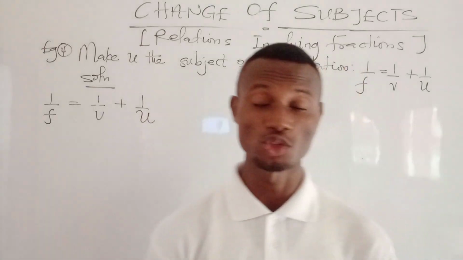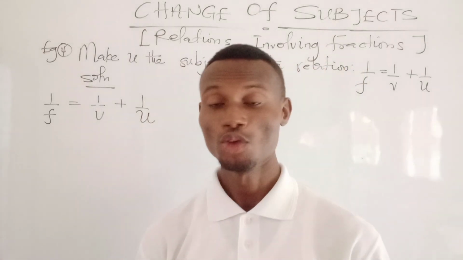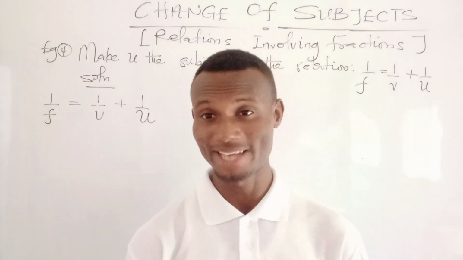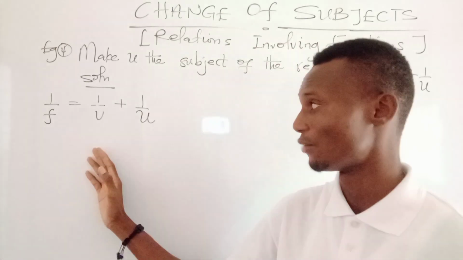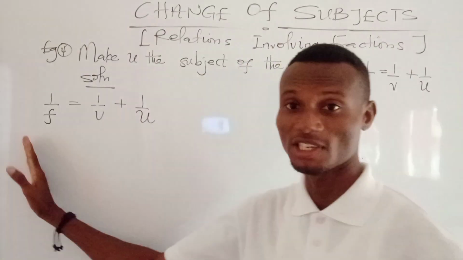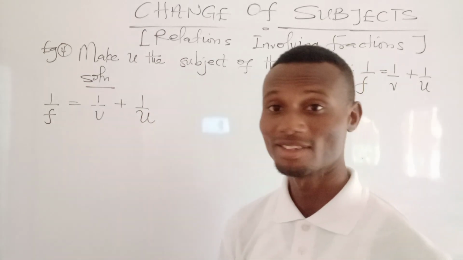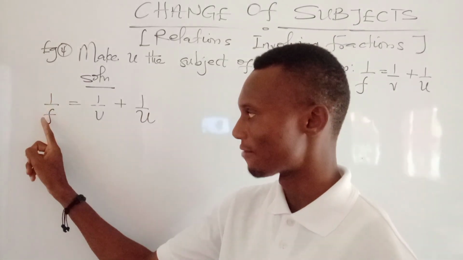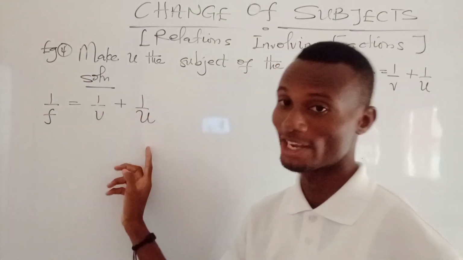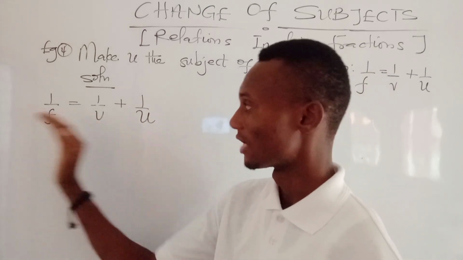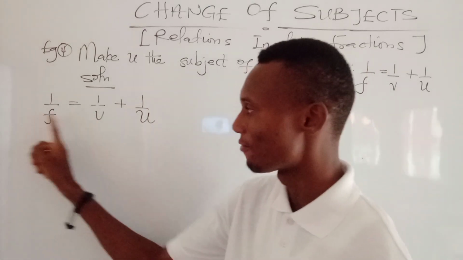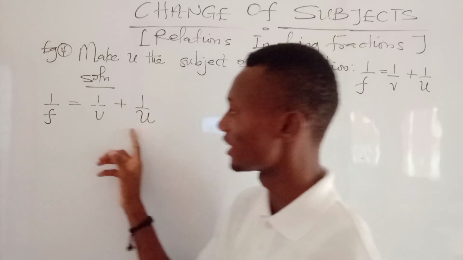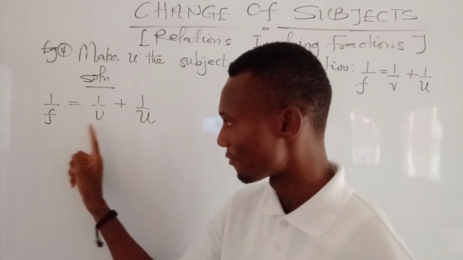I've explained in the previous videos that anytime you have an equation that contains fractions, you multiply through by the LCM. That's the first step. So from this equation we need to get the LCM, and then multiply through by it. To get the LCM, we use the denominators of the fractions. I have 1 over F equals 1 over V plus 1 over U. You can see that the denominators of the fractions are F, V, and U, so the LCM is going to be a multiplication of these 3 variables: F, V, and U.